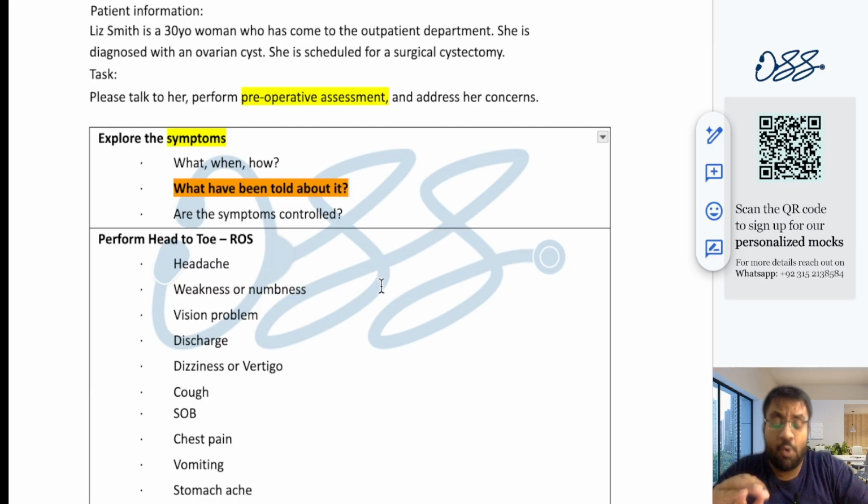Do not invest more than 45 seconds on this layer. Again, exploring symptoms does not mean at all that you get into a lot of detail and start doing the entire SOCRATES and the entire OPQRST. Don't end up doing this. You're going to regret it really bad, because you would not have enough time to do the actual pre-op assessment.